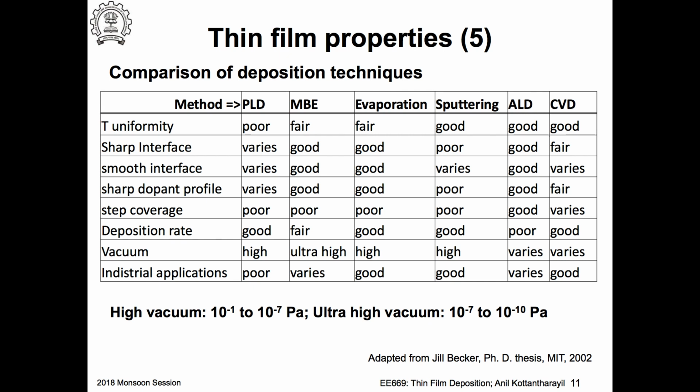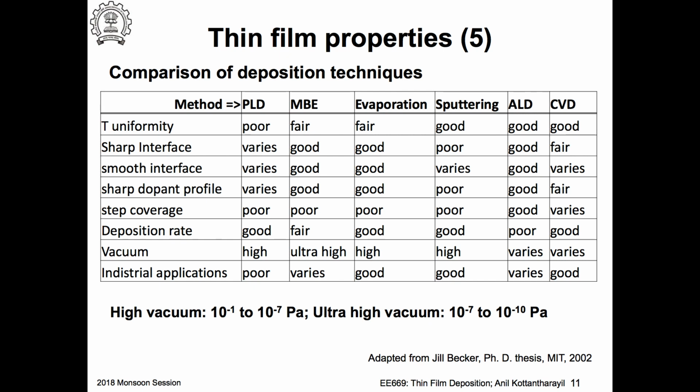Now, one thing I would mention is that you can read these things yourself. If I look at MBE, for example, the thickness uniformity is okay, sharp interface is good, smooth interface is good, sharp dopant profile is good, step coverage is very poor, almost zero, deposition rate is fine, vacuum is ultra high, industrial applications vary.